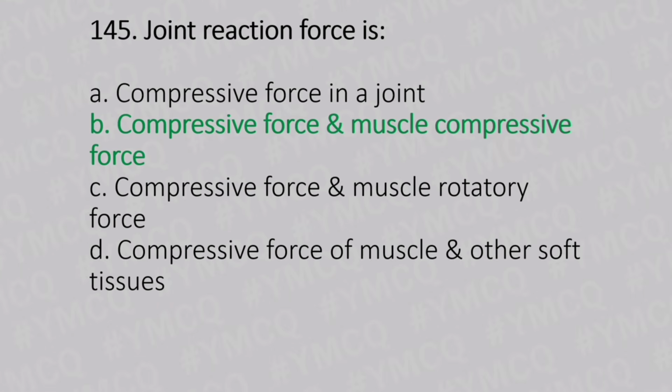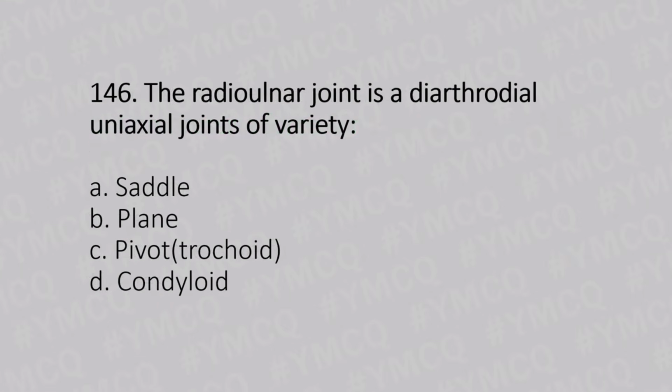Now let's move to question number 146. The radioulnar joint is a diarthrodial uniaxial joint of the variety: option A, saddle joint; option B, plane joint; option C, pivot joint; option D, condyloid joint. And the answer is option C, pivot joint.